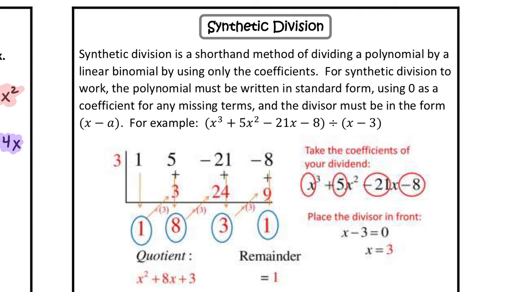Okay. So synthetic division is a shorthand method of dividing a polynomial by a linear binomial. Poly means many. So if you see here this expression that I'm hovering over, this is a polynomial, and it's being divided by a binomial. Binomial means two terms, an expression of two terms. And it's a shorthand method, meaning it's a quicker method to write down and get to the solution, because you're only using the coefficients.